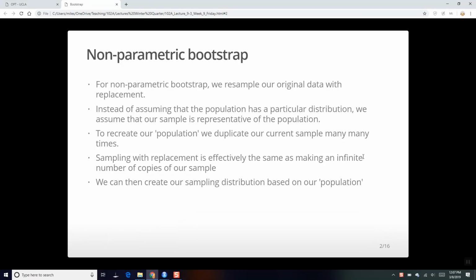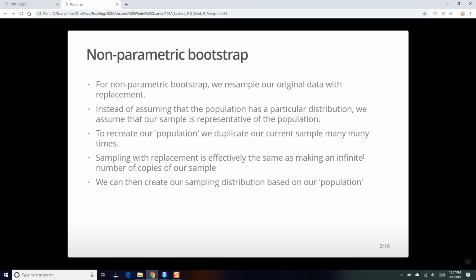Wednesday we covered parametric bootstrap, which says we are making parametric assumptions about the population. So, for example, we would say that we believe the population follows a normal distribution, and we generate samples from that parametric distribution. Or we say we believe the population has this distribution, and we use R's built-in functions to randomly generate values from a specified population.